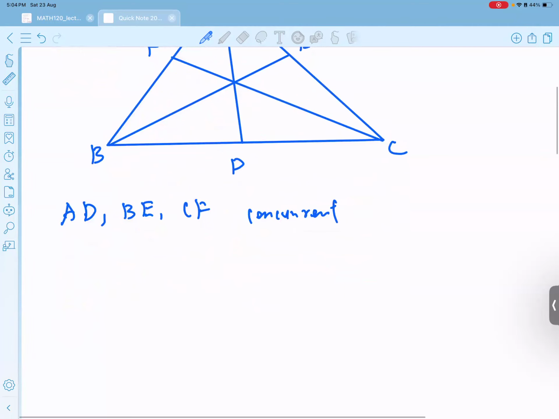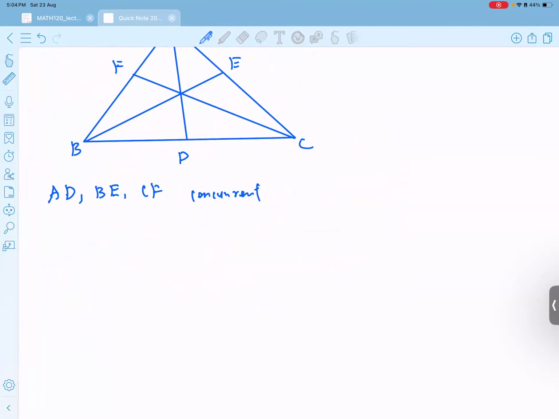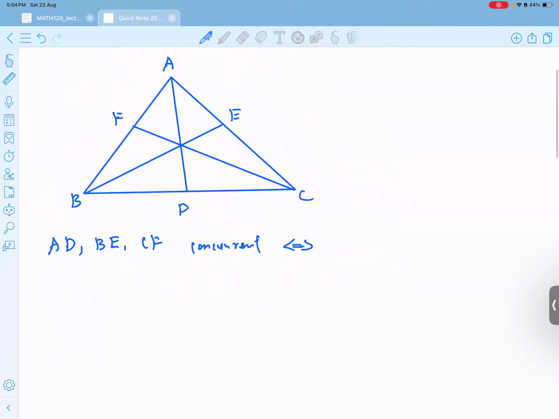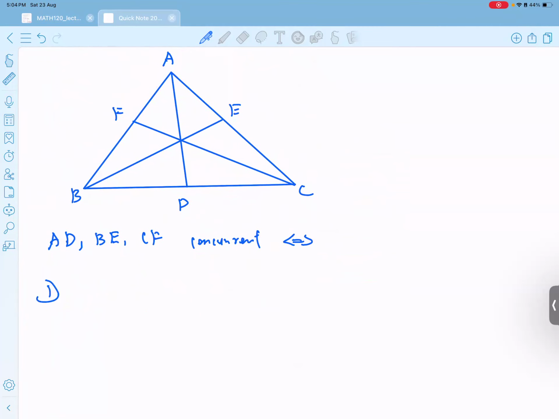If and only if, with two things or two theorems. So BD over DC times CE over EA times AF over FB.